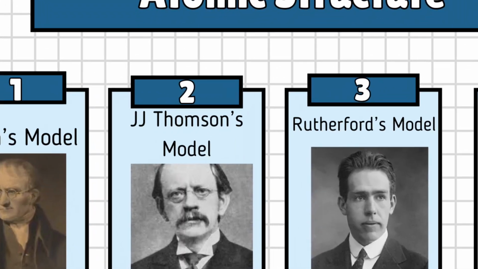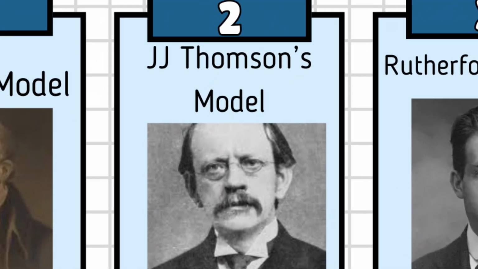Second, next we have the plum pudding model by J.J. Thomson, where it is being compared to a cookie or chocolate chip. This explains that the whole chip is positively charged or called the proton, while the chocolates are the electrons.